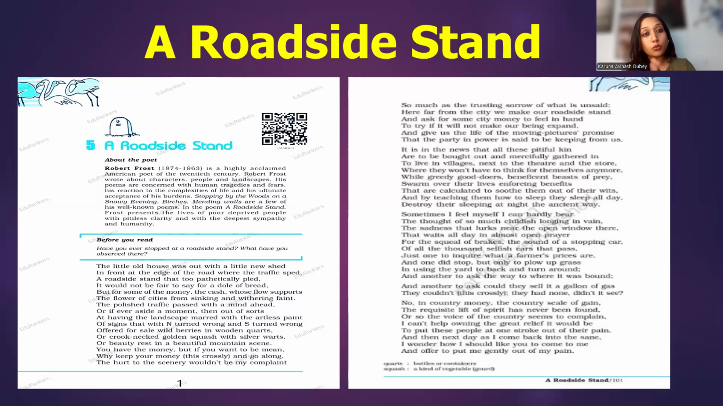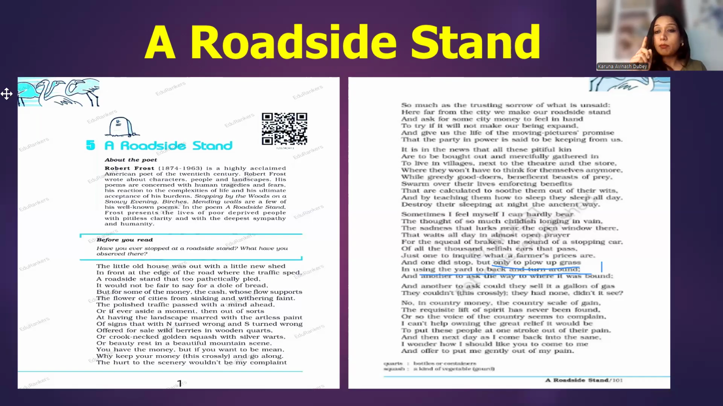So of the thousand selfish cars that pass by, just want to inquire what the farmers' prices are. Now look, if a car stops, why does it stop? To inquire what farmers' prices are. They want someone to stop and inquire what the prices are for the produce they are selling. Just want to inquire what farmers' prices are, and one did stop but only to plow up grass. So one car stopped, but only to damage the grass, in using the yard to back and turn around. It came the wrong way, so they wanted to take a turn. So this is one. And another to ask the way where it was bound.